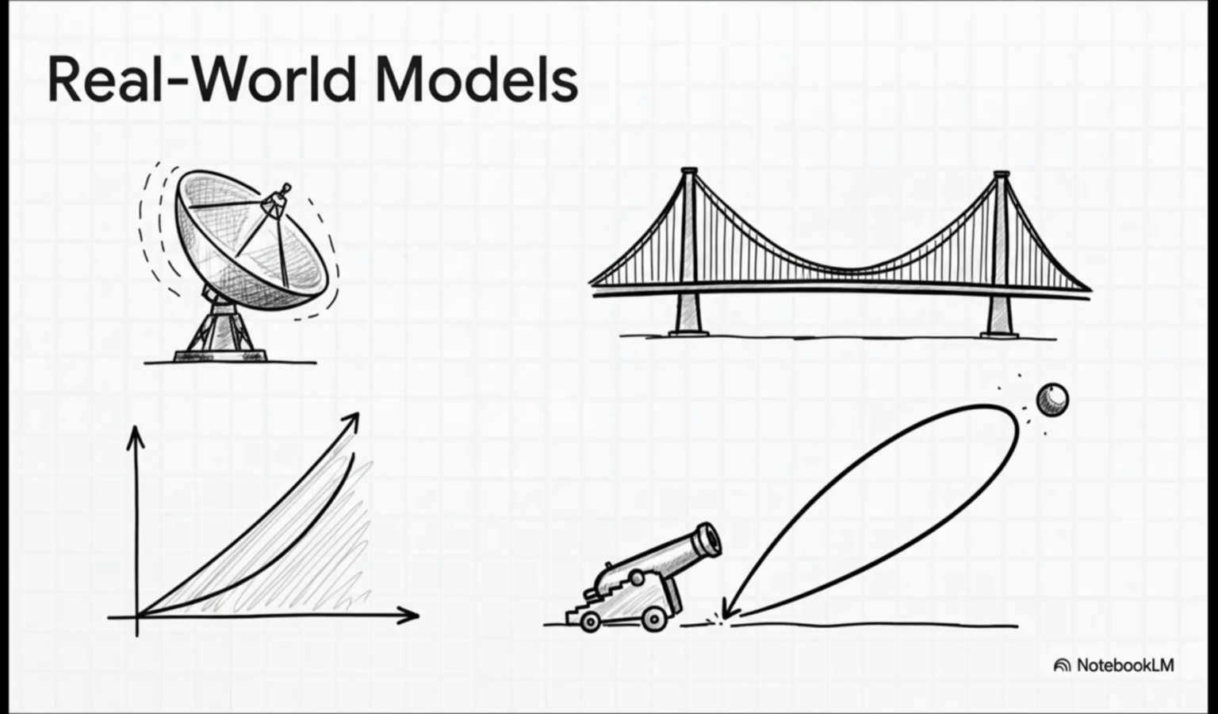Think about it. That U-shape is exactly what lets a satellite dish focus signals perfectly. It's the core shape that gives a suspension bridge its incredible strength. Engineers use this exact math to figure out how much cable they need, saving millions of dollars. It's even used in business to model profits and find that sweet spot for pricing. This shape, it's literally everywhere.